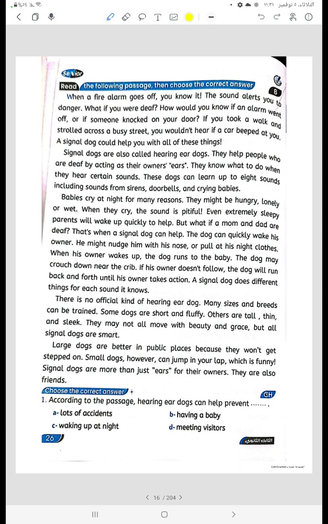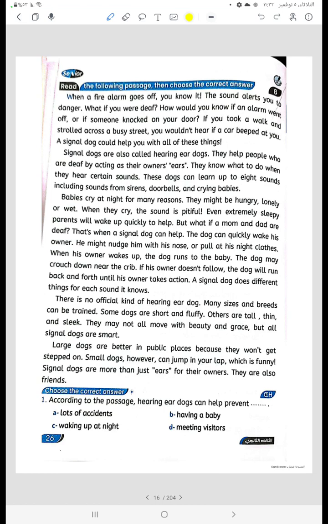A signal dog could help you with all of these things. Signal dogs are also called hearing ear dogs. They help people who are deaf by acting as their owners' ears. They know what to do when they hear certain sound. عارفين بيعملوا ايه لما بيسمعوا أصوات بعينها. These dogs can learn up to 8 sounds including sounds from sirens, doorbells and crying babies. هما متدربين ان هما ممكن يسمعوا لغاية 8 أصوات ويعملوا رياكشن ليها.